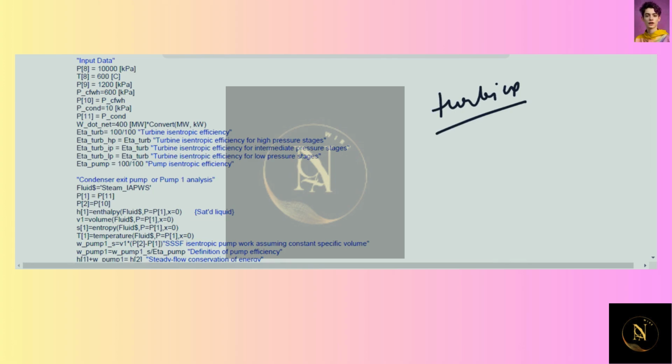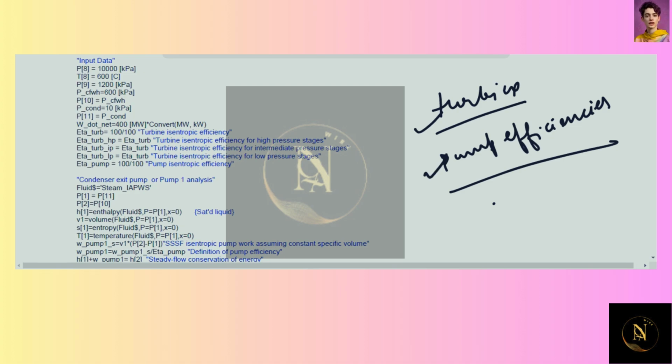So in this question, as we see, we have to consider the effects of the turbine and also the pump efficiencies on the flow rate, and the thermal efficiencies are to be investigated here. The effects of the turbine and the pump efficiencies on the mass flow rate and also the thermal efficiency we have to see. So we are using the EES method here.